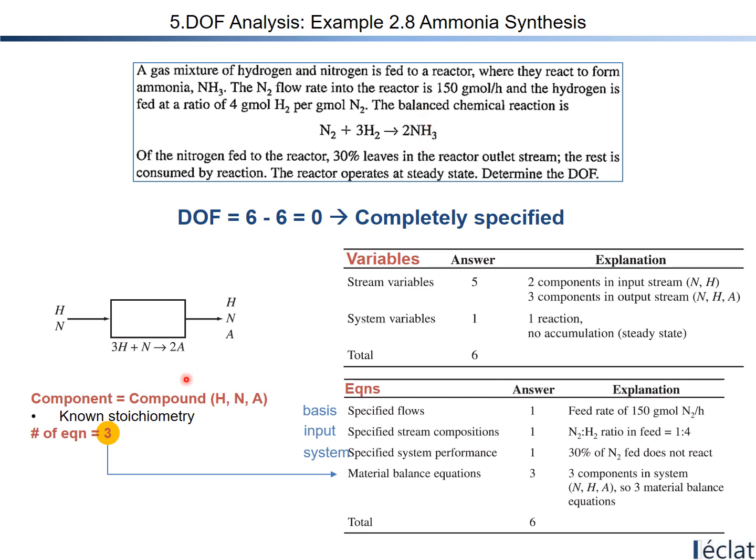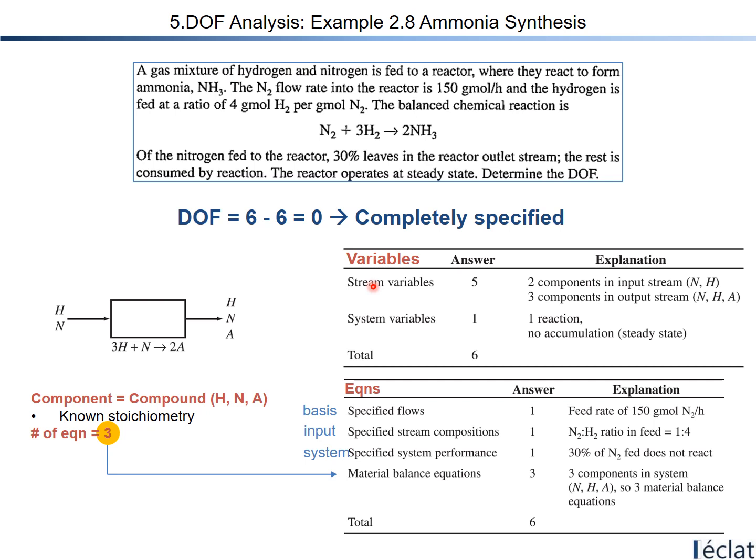So the first thing we should do is to define the components for the material balance equations. Here there are some reactions, so compounds could be taken as the components for material balance equations, and also the known stoichiometry. From the 3 components for material balance equations, we would have 3 material balance equations. So I will count those material balance equations for counting the equations or restricts.